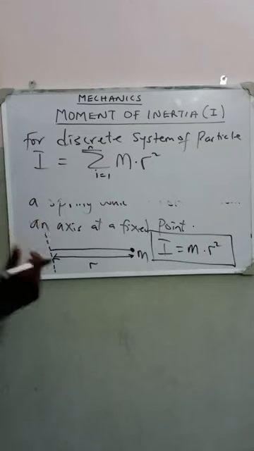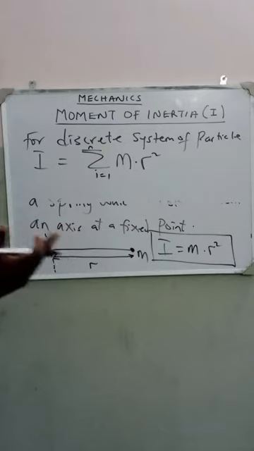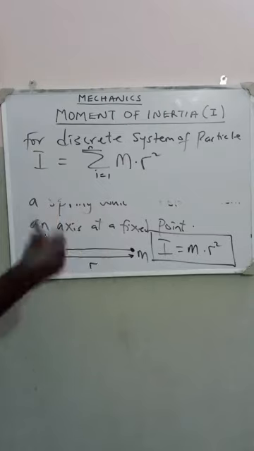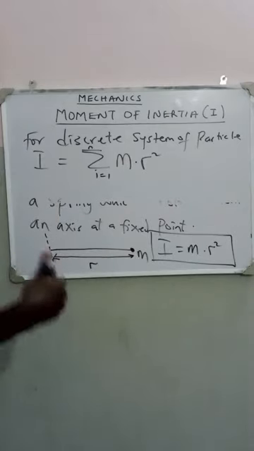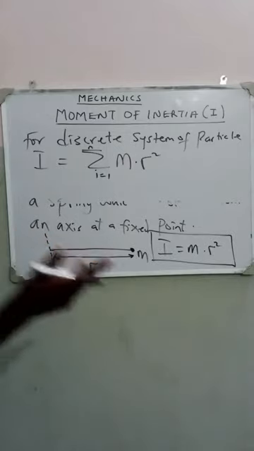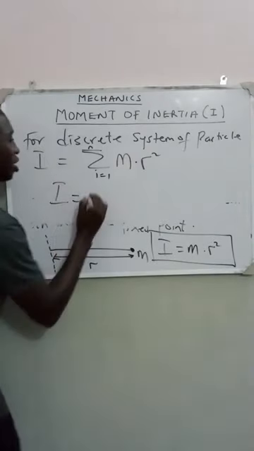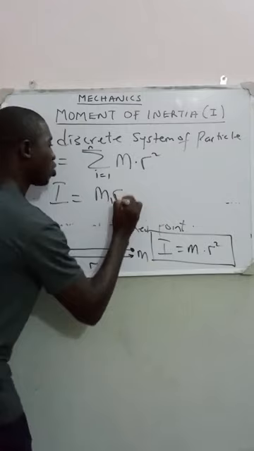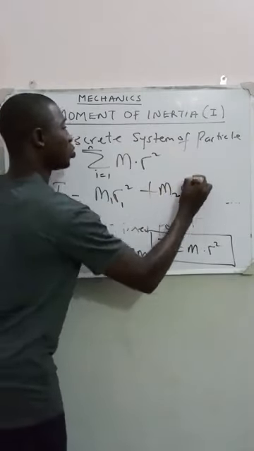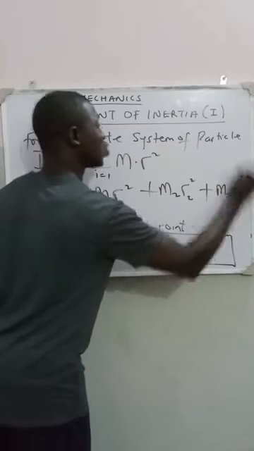For instance, if I want to find the moment of inertia of a particle that contains 3 masses, the first mass I call m1, the second mass I call m2, and the third mass I call m3. Because it contains 3 masses, the moment of inertia is equal to, for the first one, m1 r1 squared plus, for the second one, m2 r2 squared plus the third one, m3 r3 squared.